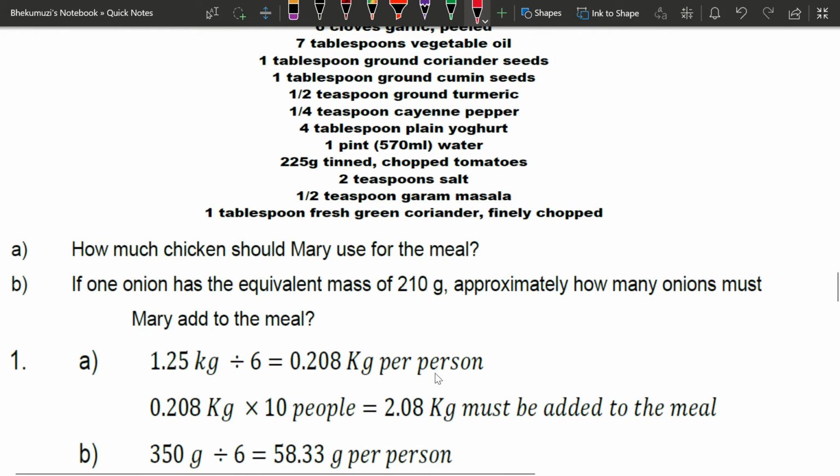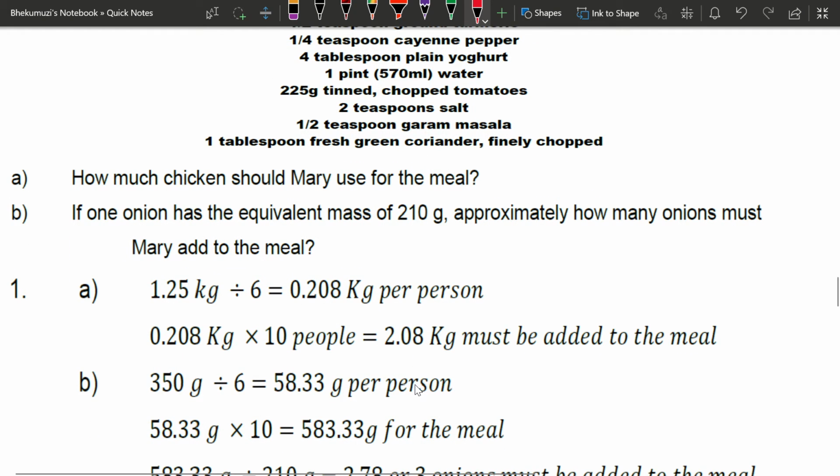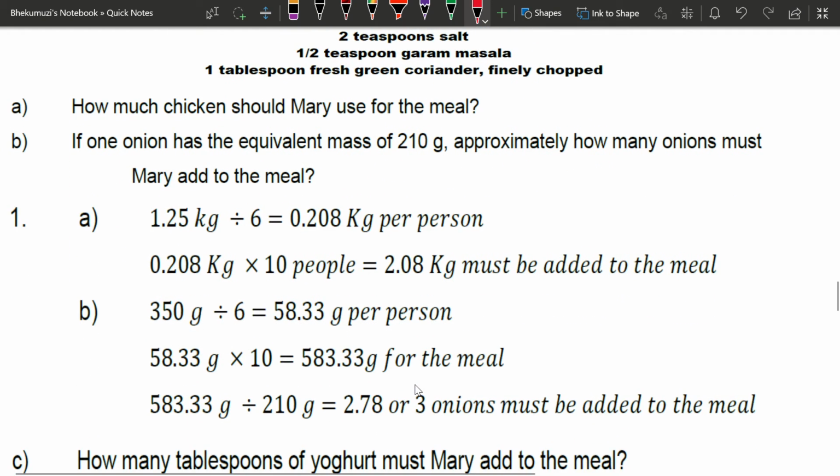And so, how do you calculate this one? So you have 350 grams for the 6 people that these ingredients are served for, right? These ingredients are made to serve 6 people. So then you divide it by 6, you get 58.33. And then once you get 58.33, you multiply it by 10 for 10 people, right? So now it's for 10 people.